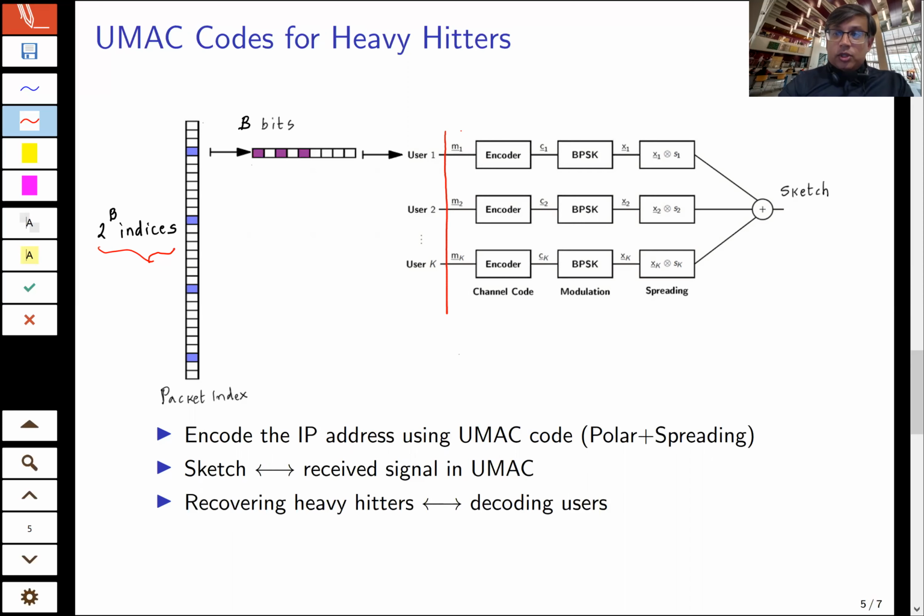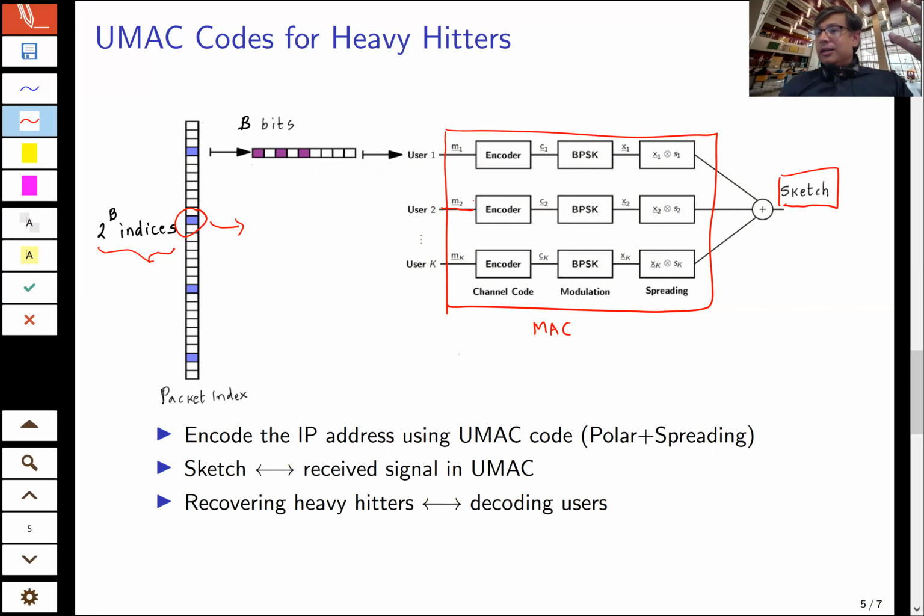You can pick any code that you want. You pretend to be one of the users, and you simply encode it using a polar coding scheme followed by BPSK, and then you have the spreading sequence, and you spread it, and you won't transmit it in this case. You can add it to the current sketch. And then if another packet comes, you do the same thing. You convert it to bits and you encode it, but you can think of it as another user being encoded.